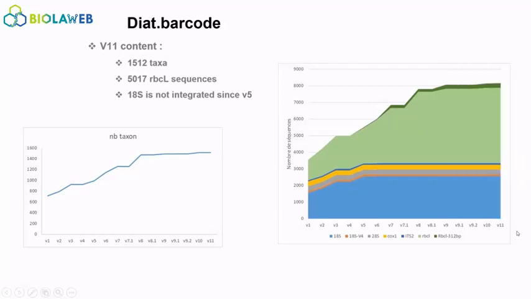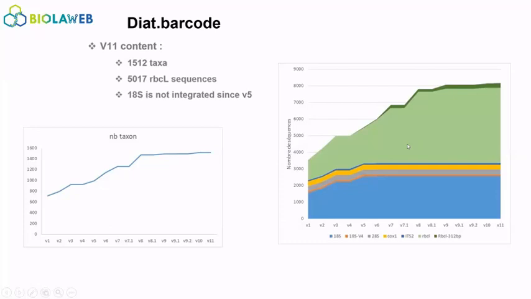the marker, because there were too few references, and we don't use it. Here in yellow, it's COX1. We are not using it. And what is interesting for us is really rbcL here in green, and in dark green here too. And here it's the number of taxa that is increasing progressively. And since version 5, in fact, we are not integrating 18S anymore, because we have a feeling that rbcL is much more powerful.